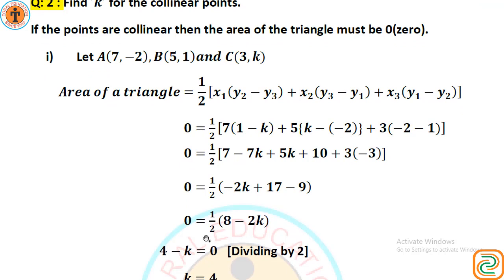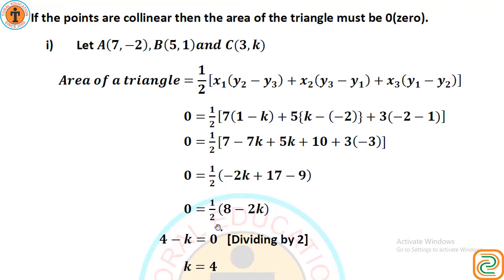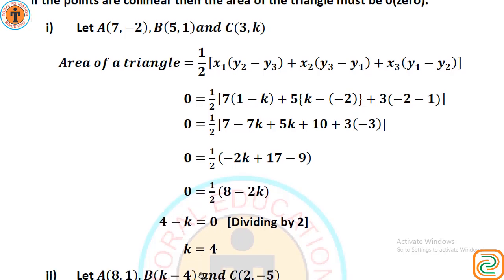When we take 2 here, it will be 0, so we have 8 minus 2k, but we can say divide by 2, that is 4 and k. If we divide 8 by 2, we will get 4. If we divide 2k by 2, then we will get k. So here, dividing by 2, 4 minus k equals 0. Then if we take k here, it will be positive, k equals 4. We have got the answer.